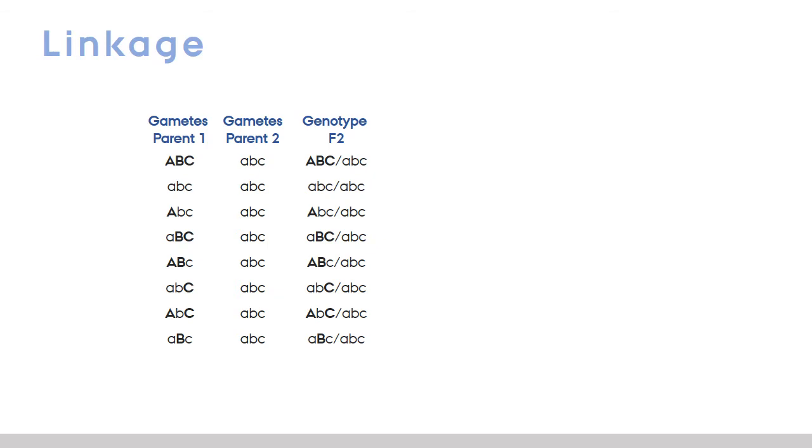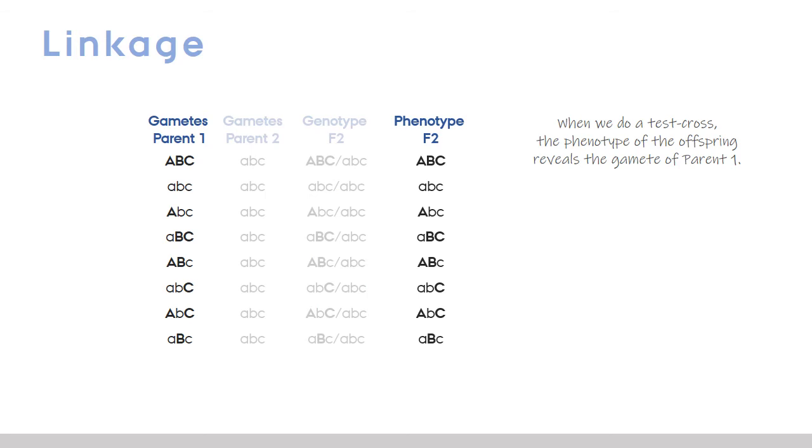What we now see very nicely is that because it always has those 3 recessive alleles from parent 2, it doesn't really matter what we see there. When we look at the phenotype, the phenotype of the F2 is actually identical to the gametes of parent 1. So if parent 1 gave a gamete big A, big B, big C, the phenotype will be dominant for all the traits. So when we do a test cross, the phenotype of the offspring reveals the gamete of parent 1.